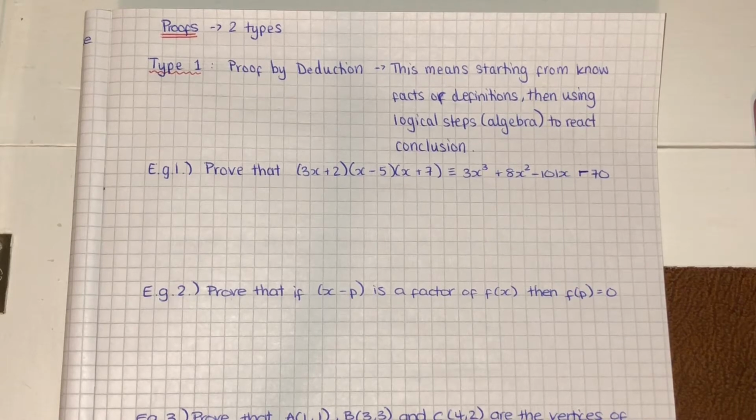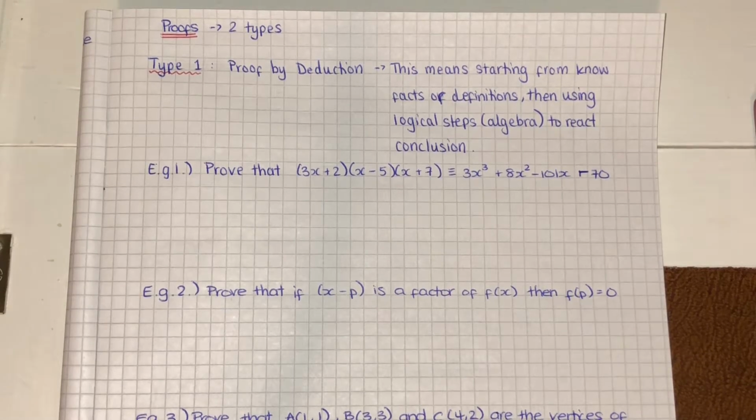A lot of these generally involve algebra as well, which is quite nice for people like me who really enjoy algebra, but if you're not the biggest fan, you may find this a little bit tough. Okay. So I've found 4 examples of proof by deduction to go through just so that you can see what they're sort of like, and then we'll go on to type 2.